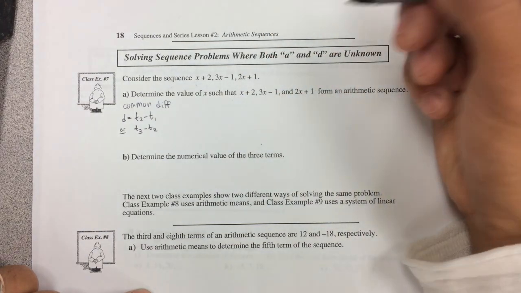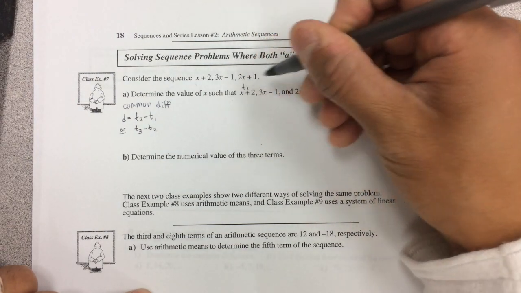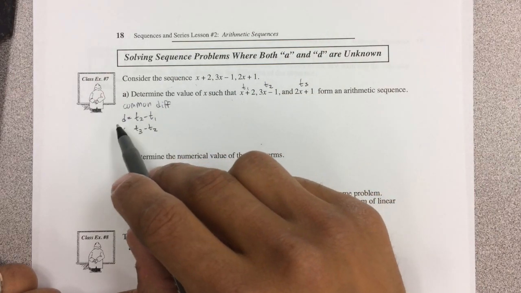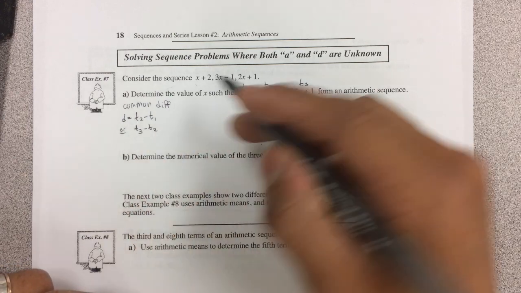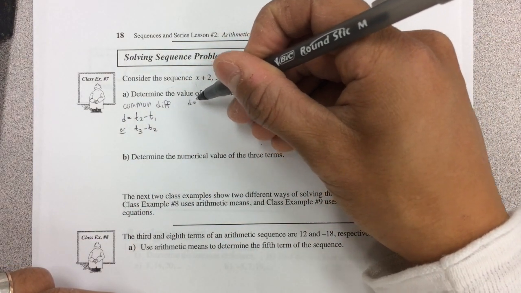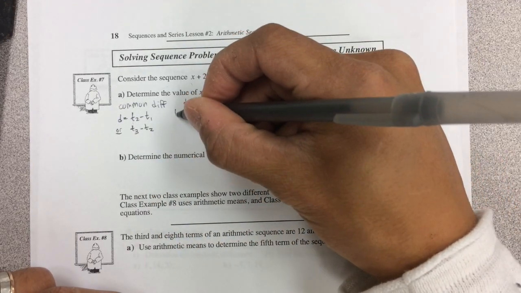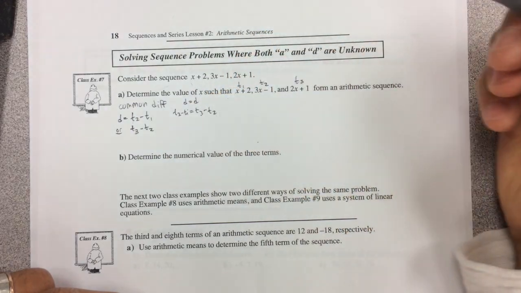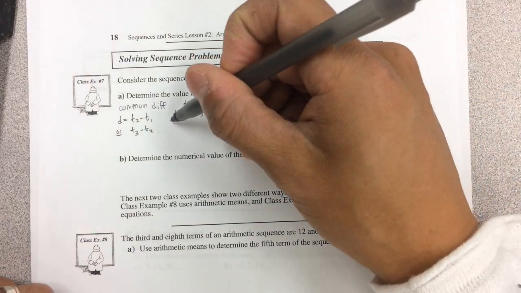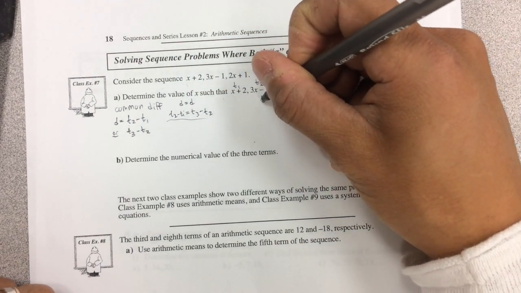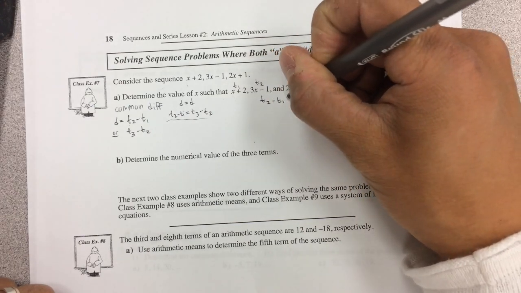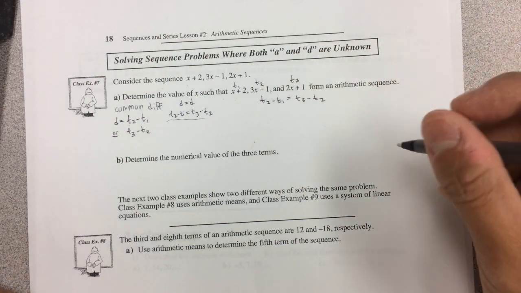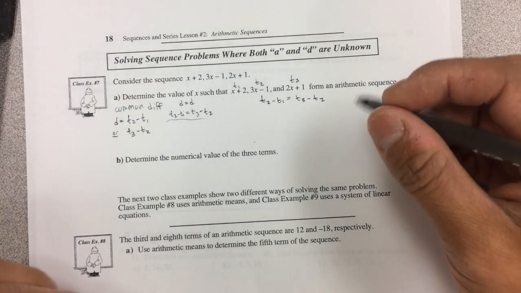Alright, so let's list the actual terms we have. This is term 1, this is term 2, and this is term 3. If I'm trying to find my difference, I know that t2 minus t1 is equal to t3 minus t2. So we're going to start by using this formula here, where t2 minus t1 is equal to t3 minus t2. This is going to help me find some common ground for my common difference anyways.